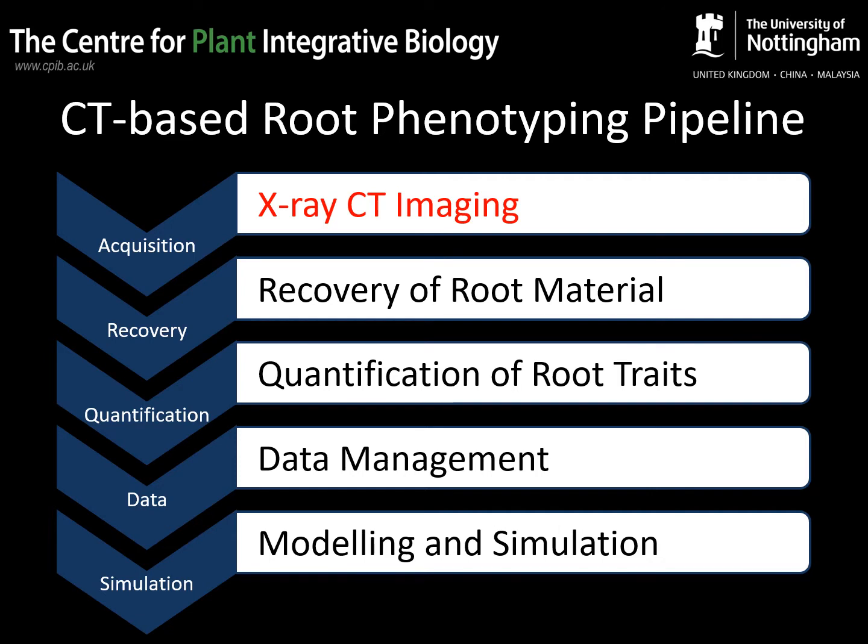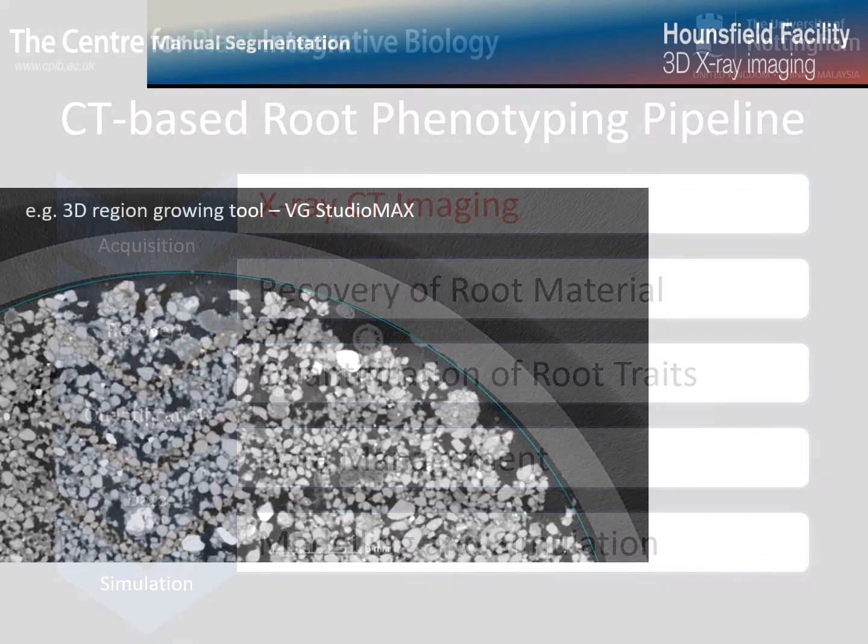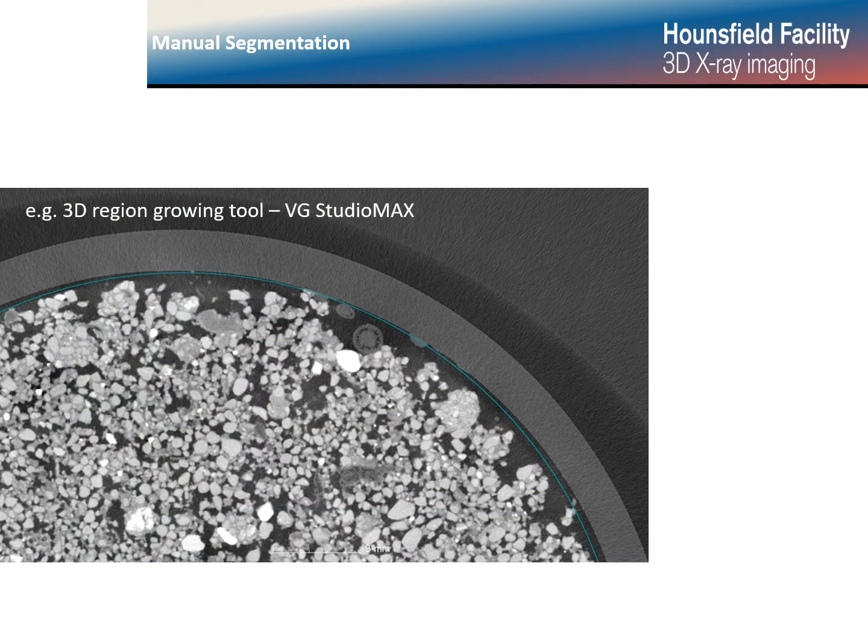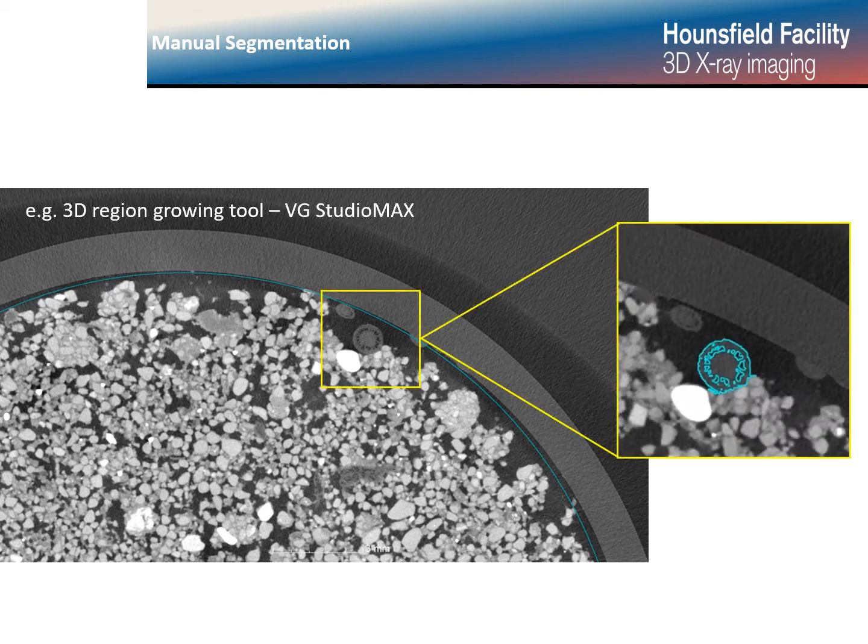So let's start following image capture. What does the data look like? Well, the data looks like this. This is an example of a two-dimensional slice, CT slice, and you can see the soil particles, and within that matrix you can actually see highlighted in blue a root. And this reveals it's almost like a needle in a haystack within the soil matrix.